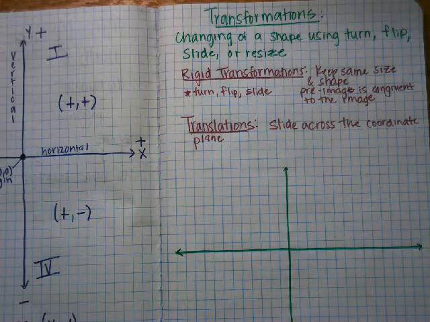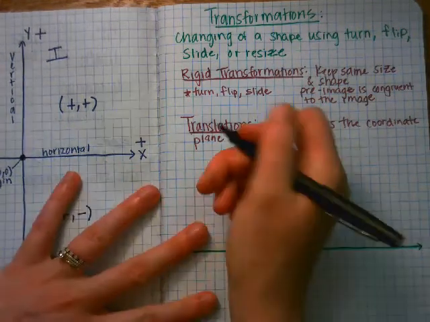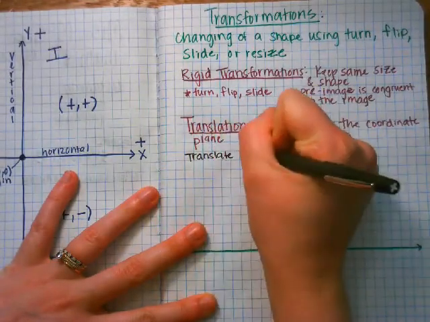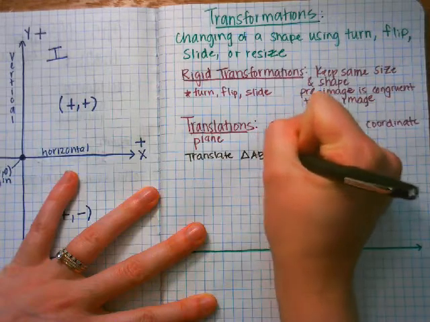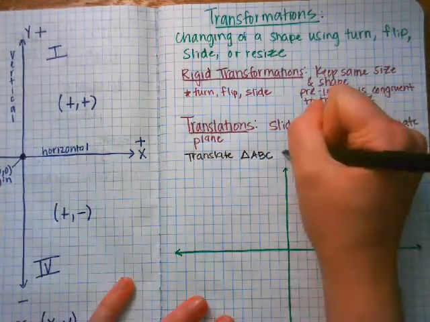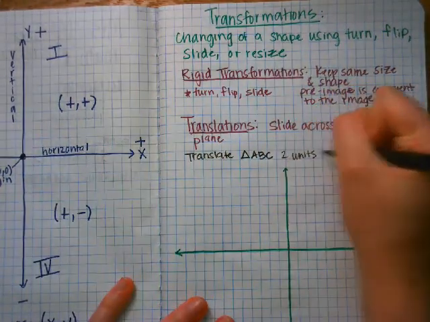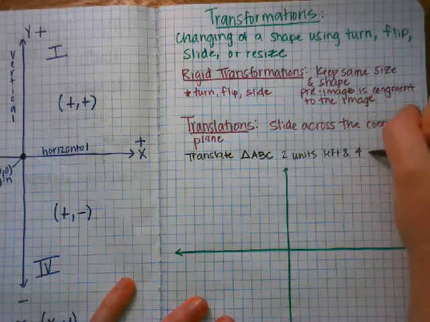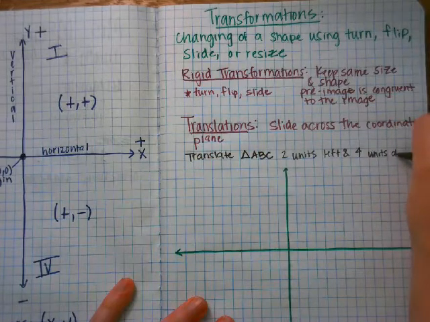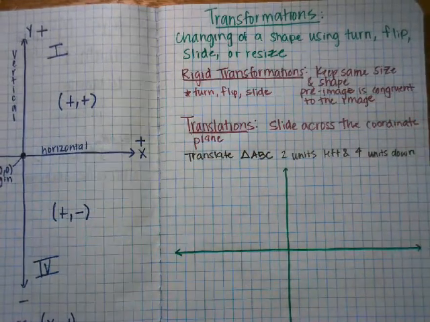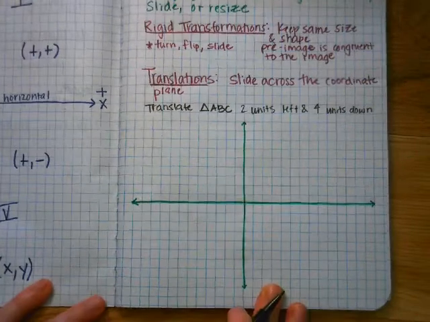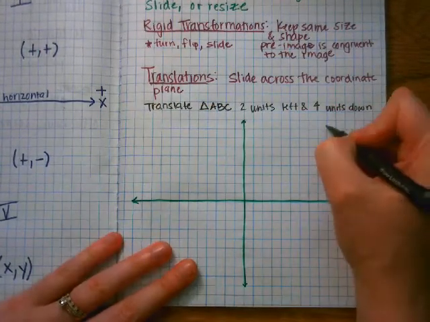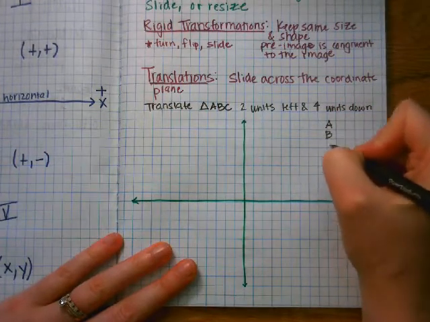Okay, so it's going to say translate triangle ABC 2 units left and 4 units down. Cool, translating 2 units left and 4 units down. And then we need to know where triangle ABC is, right? So A, B, C.